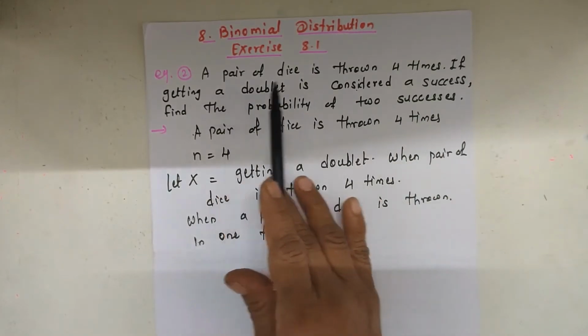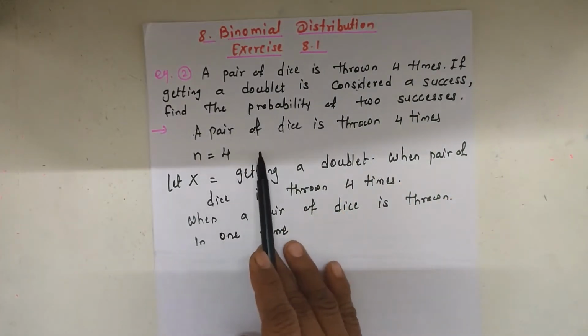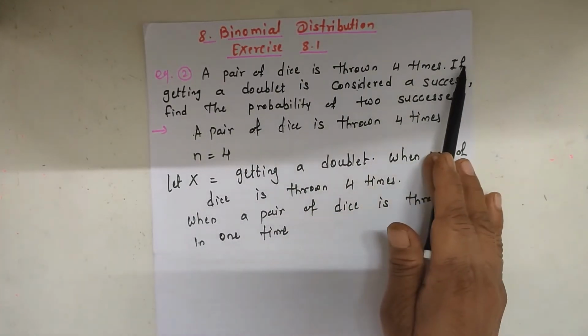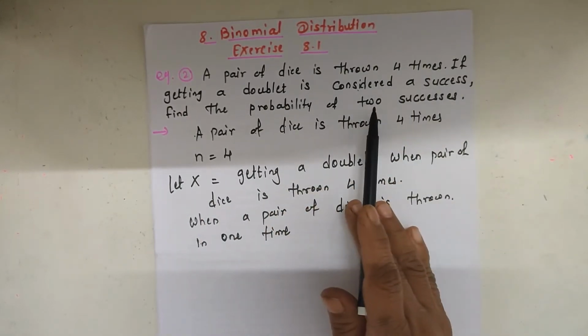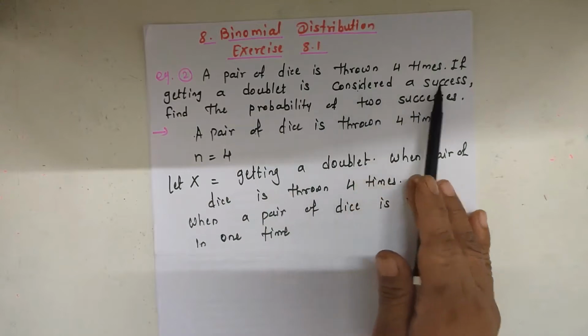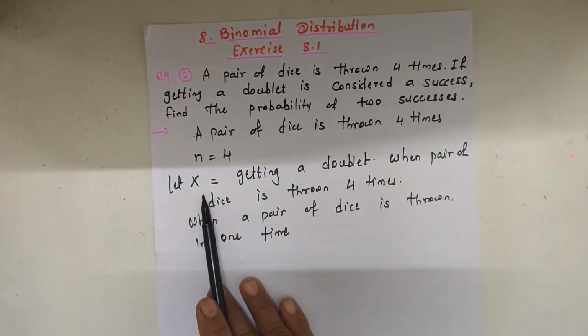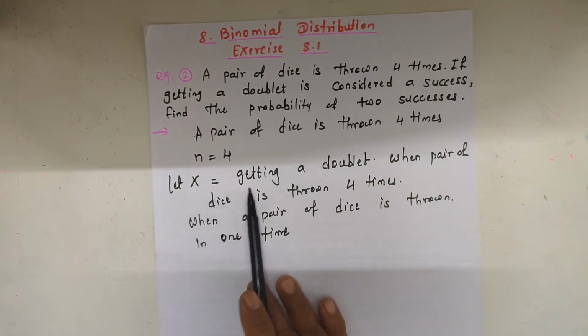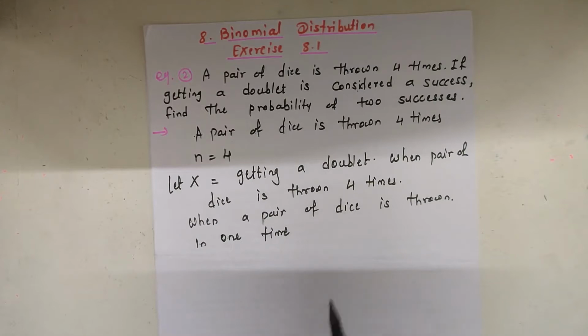Here a pair of dice is thrown 4 times. So the number of trials n is equal to 4. And getting a doublet is considered a success. So a success is denoted by x. Let x be the number of doublets when a pair of dice is thrown 4 times.